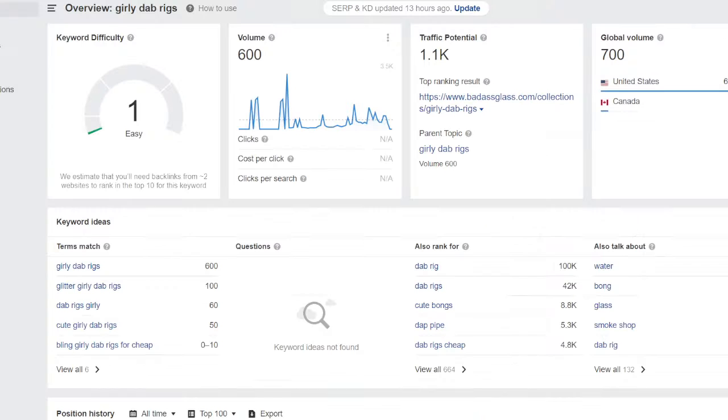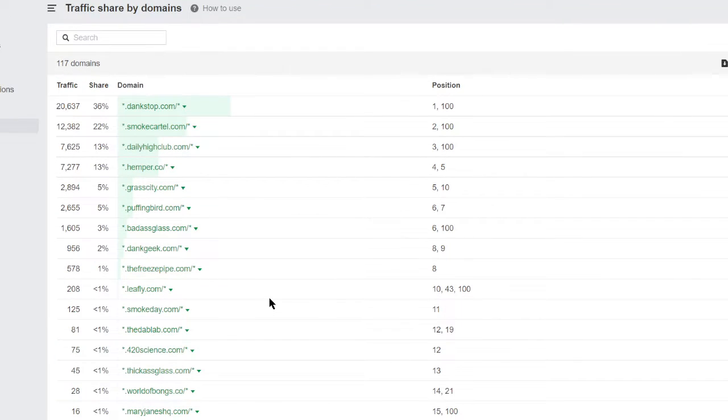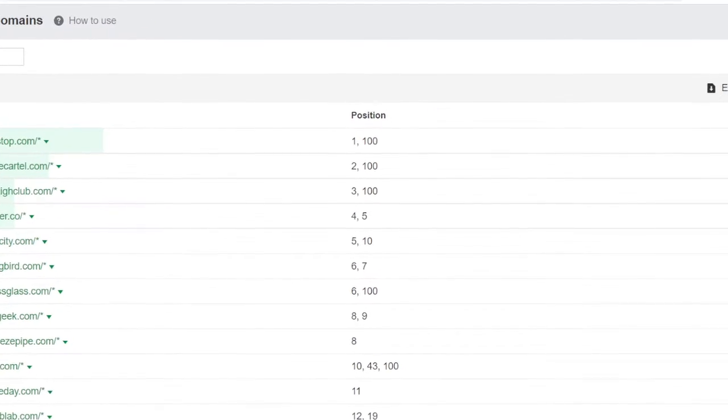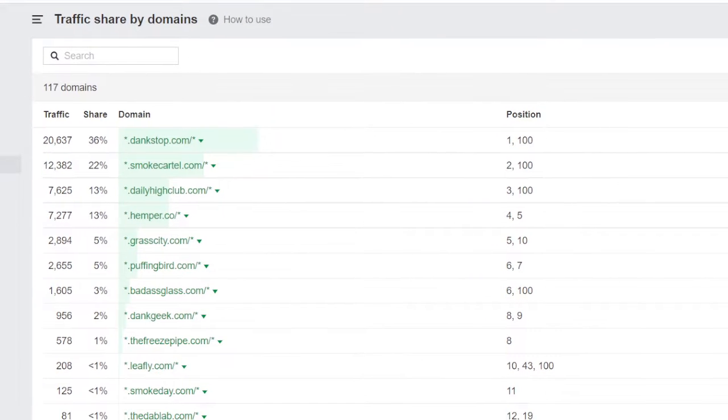If I pull up the sites, you can see this is the market share, the traffic share by domains for this particular niche. And let me zoom in a bit so that you can see. So the first one is dankstop.com, and it holds around 1100 positions. Then there's the Smoke Cartel, Daily High Club, Hemper, Grass City, Puffing Bird, badassglass.com. You can make a note of this. How this helps is that you can use this to check out your competitor.